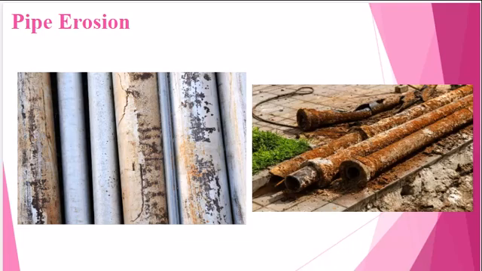This can lead to leaks and reduced efficiency. Causes of erosion include poor design, inappropriate materials, and insufficient maintenance. Preventing erosion requires choosing the right materials and maintaining system pressures. Managing pipe erosion is vital for long-term system integrity.